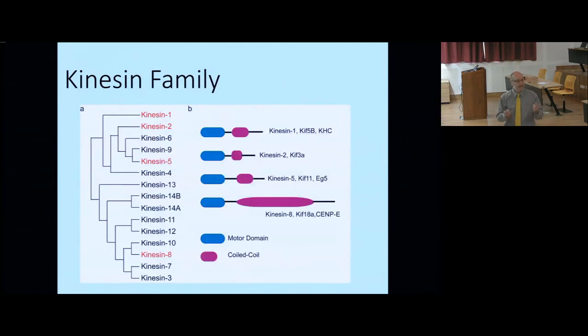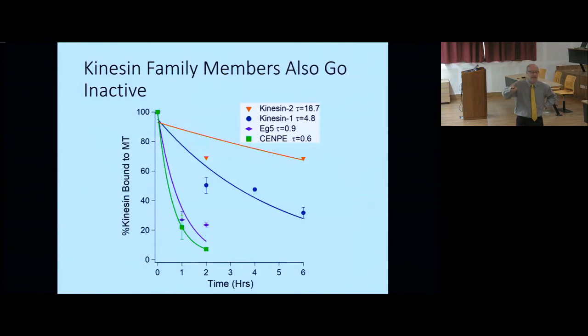The kinesin head is highly conserved, so you might think that this mechanism carries over. We had done this with kinesin 1. We decided to look at things that were pretty diverse. We looked at SEMP-E, which is way down here and is a mitotic kinesin. We looked at EG5, also a mitotic kinesin, and kinesin 2, KIF3, which often functions in intraflagellar transport. And what we saw is that each one of them went inactive over time.